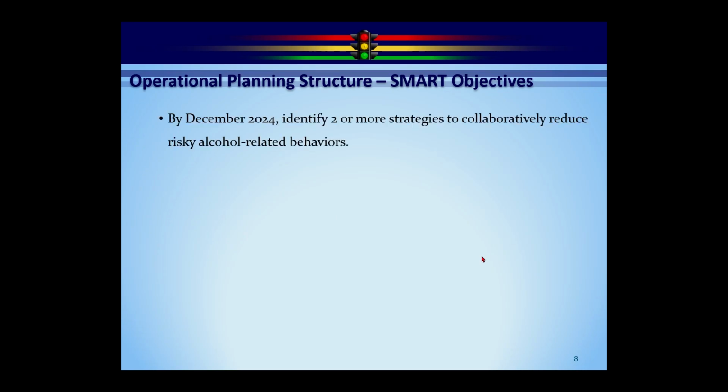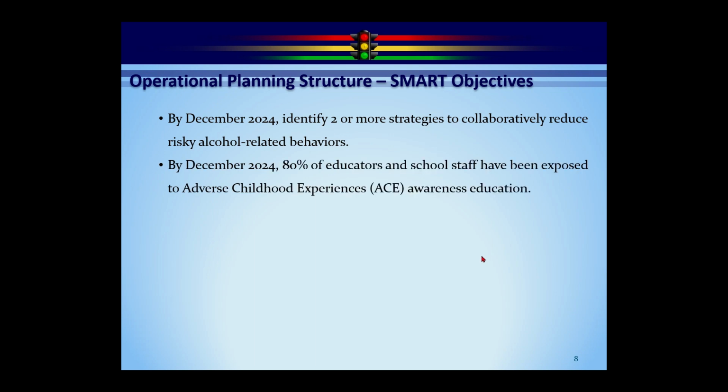By December 2024, identify 2 or more strategies to collaboratively reduce risky alcohol-related behaviors. So in this case, the specific is strategies to collaboratively reduce risky alcohol-related behaviors. Our measurement is 2 or more, and our timeline is by December 2024. By December 2024, 80% of educators and school staff have been exposed to ACE awareness education.